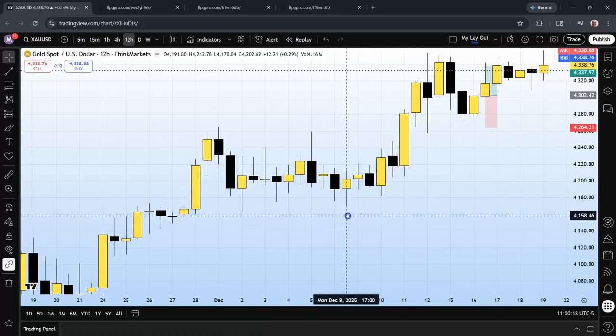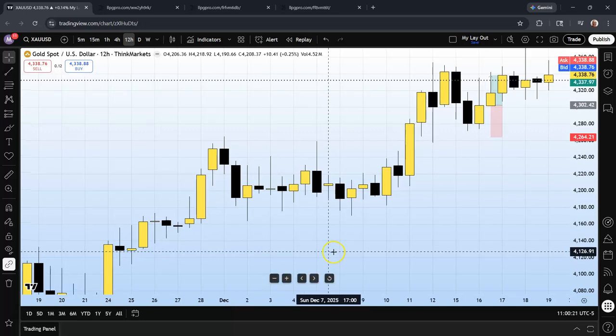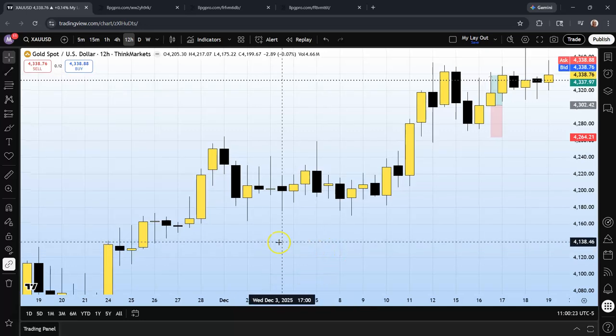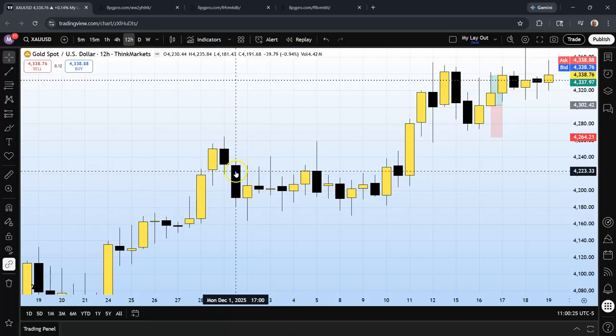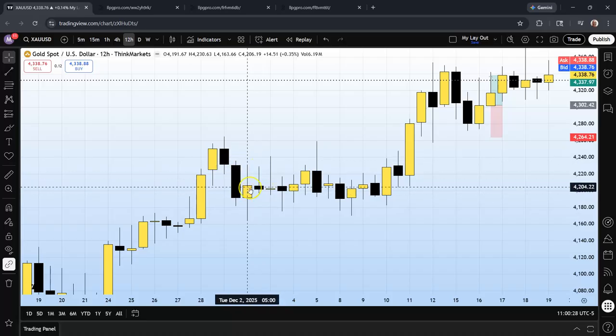So let's look for it again. I'm going to go to the left here. And this, no, it may look like it, but we're not going to take that trade.